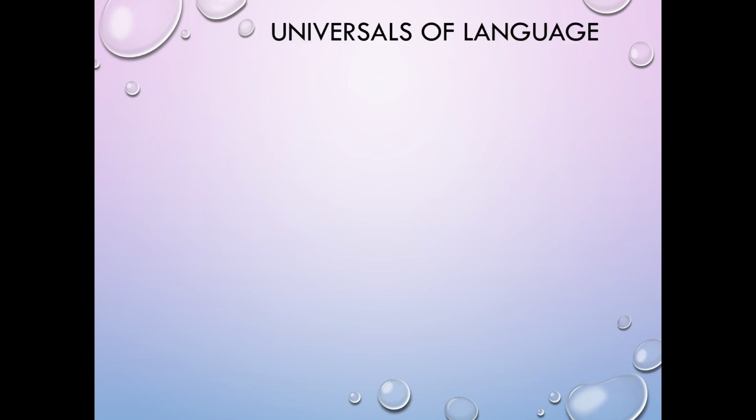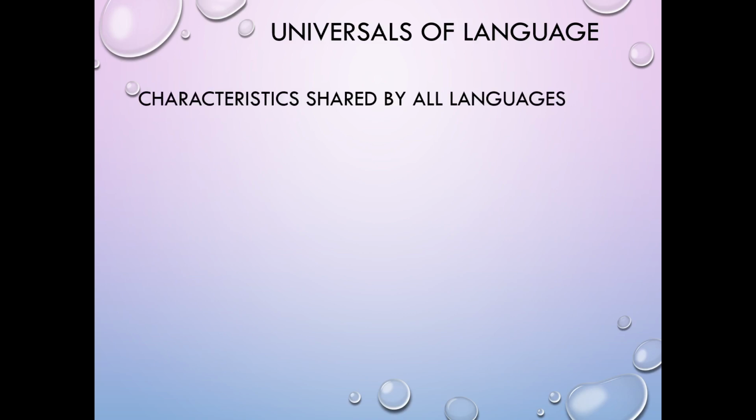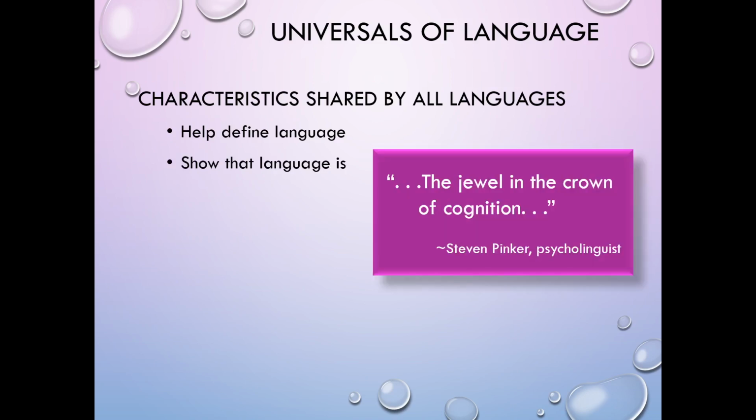So first off, let's just start with some universals that are true of every type of natural language that exists in the world. First off, these would be characteristics that help define what a language is, not what English is, but what it means to be a language as opposed to something else. So when we talk about these characteristics, all of these characteristics must be present in order for us to say this is a natural language. These characteristics show that language is the jewel in the crown of cognition, as Steven Pinker says. Of course, as a psycholinguist, he thinks language is the greatest. But it really is.